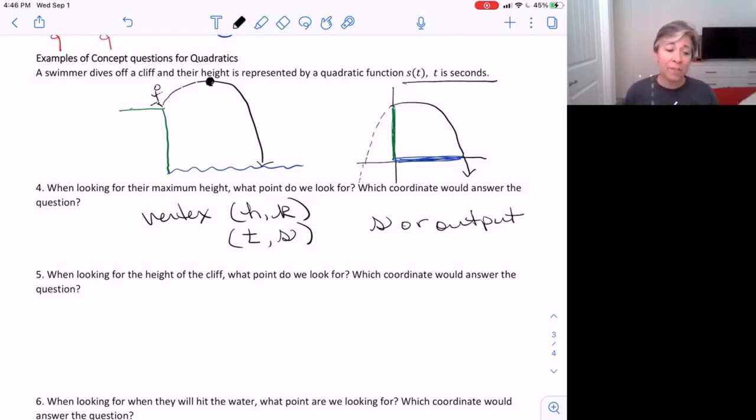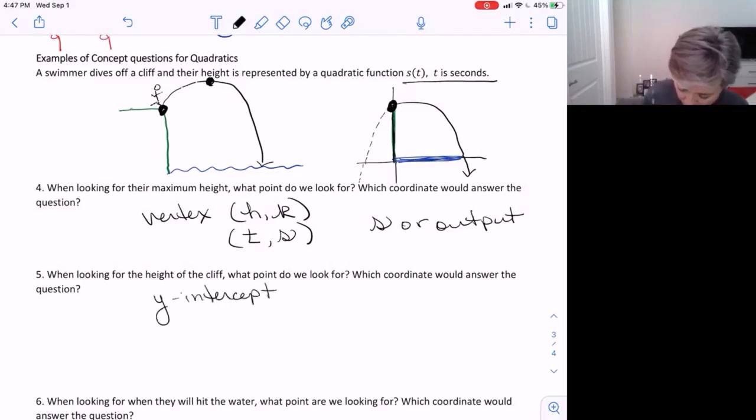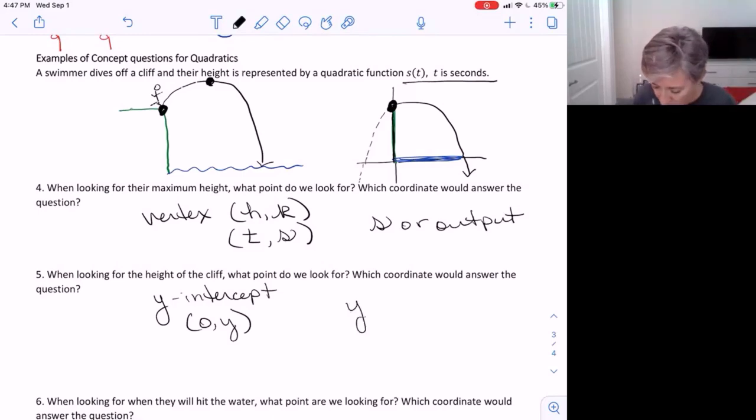In question 5, it says, when looking for the height of the cliff, what point do we look for? Well, that's this point here. How tall is that cliff? So think of it in terms of your xy intercept. That's where it's going to meet. So we're looking at the y-intercept, which remember is of the form (0, y). And which coordinate would answer that question, the height, would be the y value of the y-intercept.